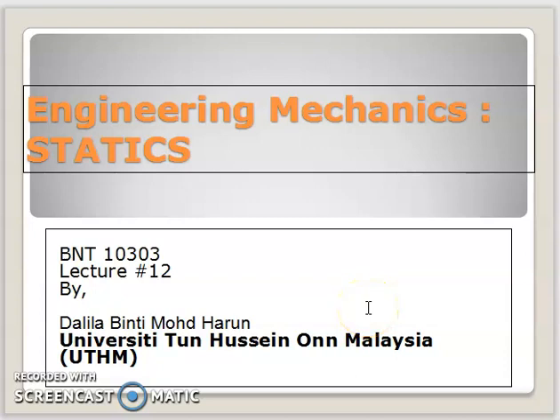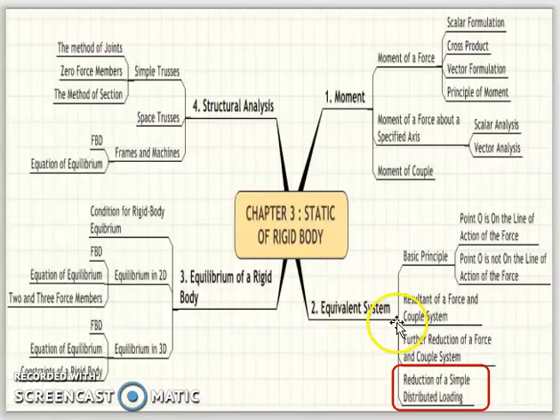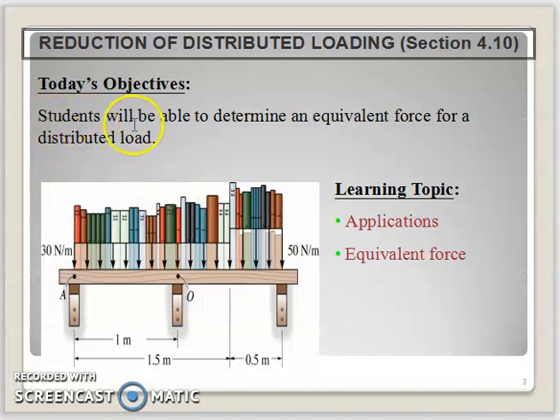Engineering Mechanics Statics, Lecture 12. In this lecture, we are going to learn about the last part of equivalent systems, which is reduction of a simple distributed loading. This is the objective: students will be able to determine an equivalent force for a distributed load.